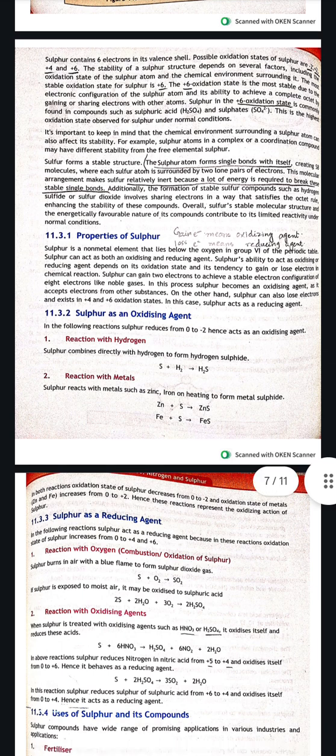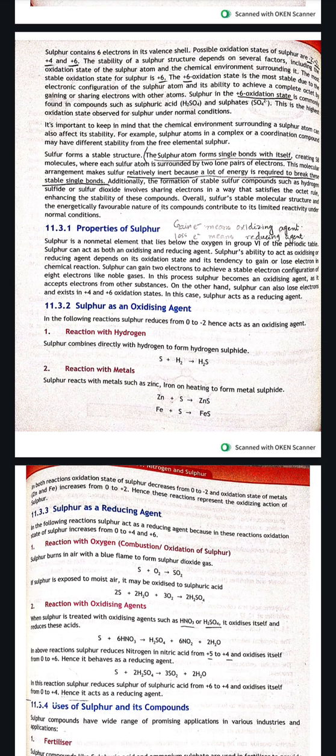The sulfur atoms form single bonds with itself, creating S8 molecules where each sulfur atom is surrounded by 2 lone pairs of electrons. This molecular arrangement makes sulfur relatively inert because a lot of energy is required to break this stable single bond. So sulfur has a stable structure because each sulfur is surrounded by 2 lone pairs. So it makes the sulfur chemically inert.